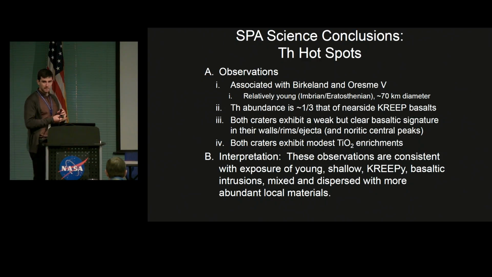So the band depths are fairly weak. There's not a huge abundance of pyroxenes here. But it is consistent with the pyroxenes that are present having a fairly basaltic composition. And again, those basaltic signatures are confined to the walls, rims, and ejecta of these craters, whereas both of them have more noritic central peaks, which is material exposed from greater depths.